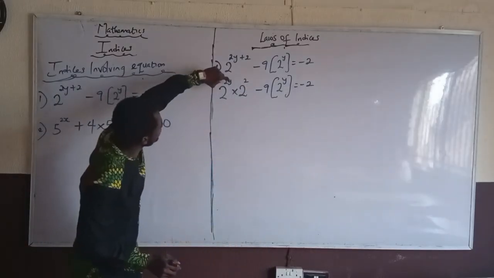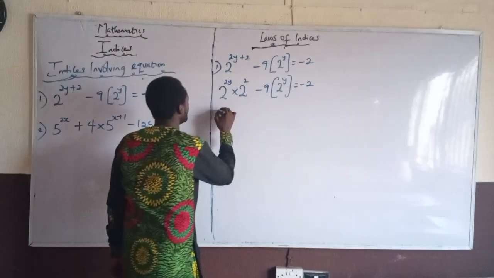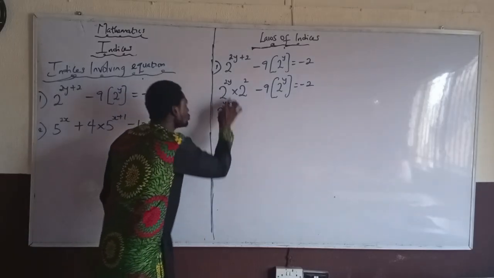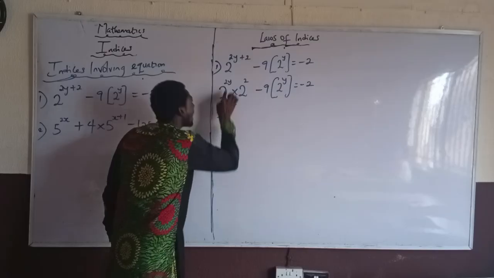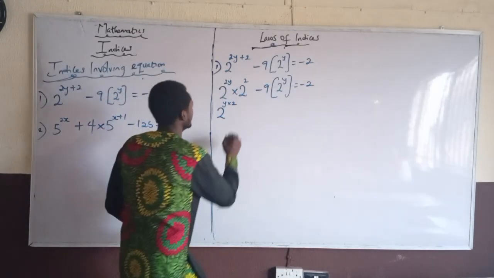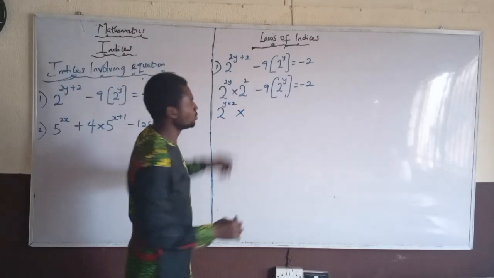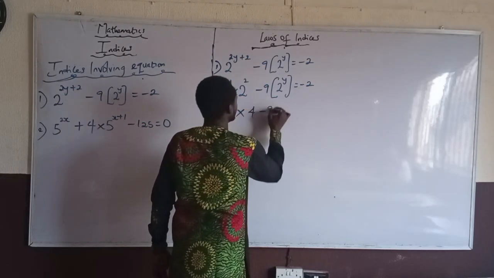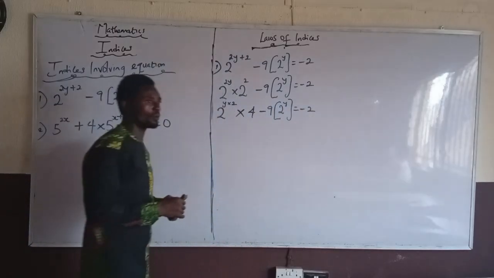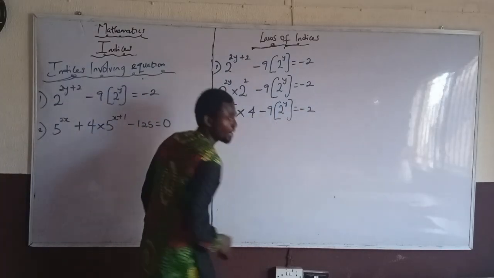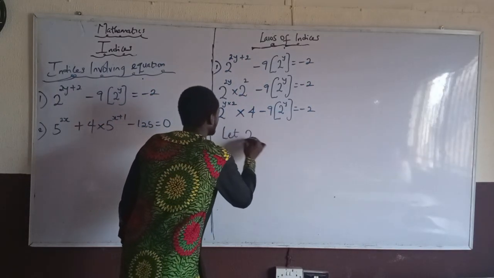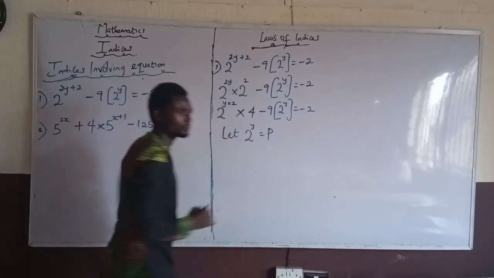Now, I will separate this 2 from y. It becomes 2 raised to power y times 2. What is y times 2? 2y. What is 2 times y? 2y. So I did not alter anything. It's still the same thing, times 2 raised to power 2 is 4. Minus 9, I have 2 raised to power y equals minus 2. Now, I have 2 raised to power y and 2 raised to power y here, and now make them 1. And I will say, let 2 raised to power y equal p.